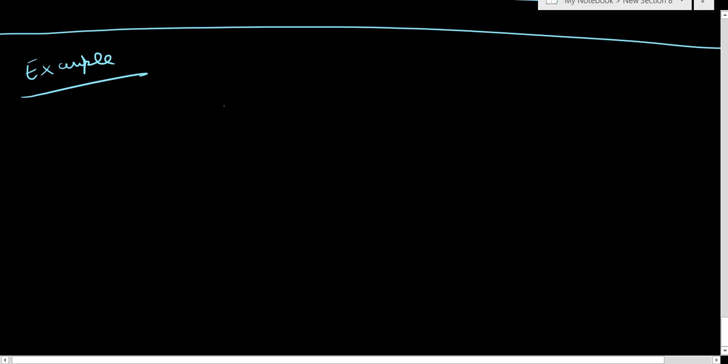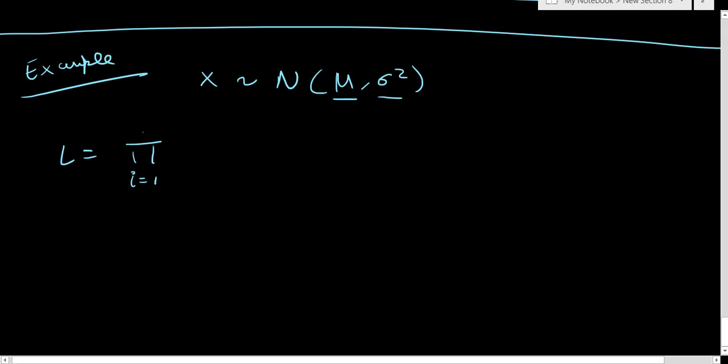But I'm taking a simple example right now, and the example is where x follows a normal distribution with parameters mu and sigma squared. Okay, so this is our distribution, and my aim is to find the maximum likelihood estimation for mu and sigma. Okay, so that is what I am going to do. So the likelihood function, same as before, would be the product for i going from 1 to n of f of x i, right?